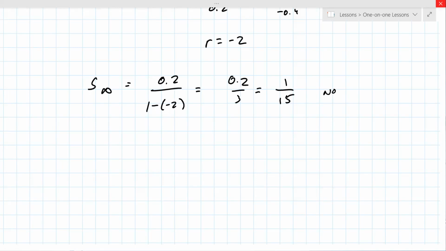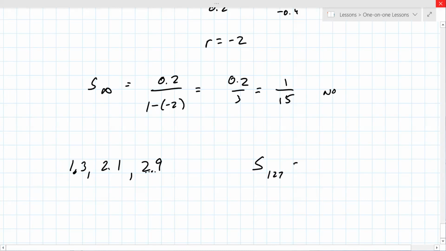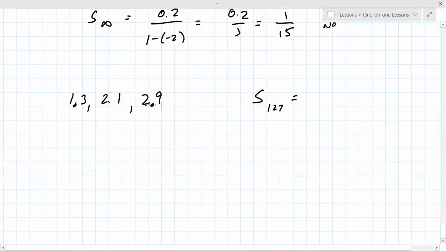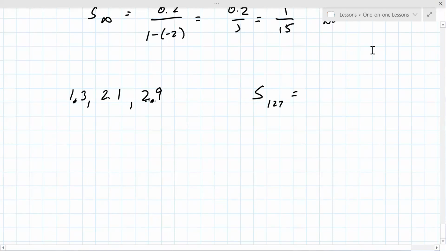Okay, so I made up a really awful one here, where I give you the first few terms. I tell you the first term is 1.3, comma 2.1, comma, and so on. Actually, let me give you one more, 2.9. And I want you to find the sum of the first 127 terms. Okay, so it looks like there's a difference of 0.8.